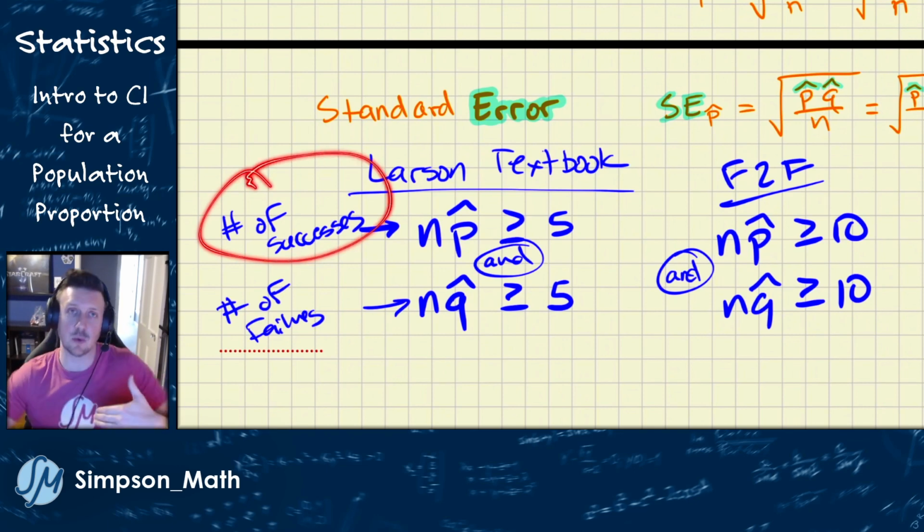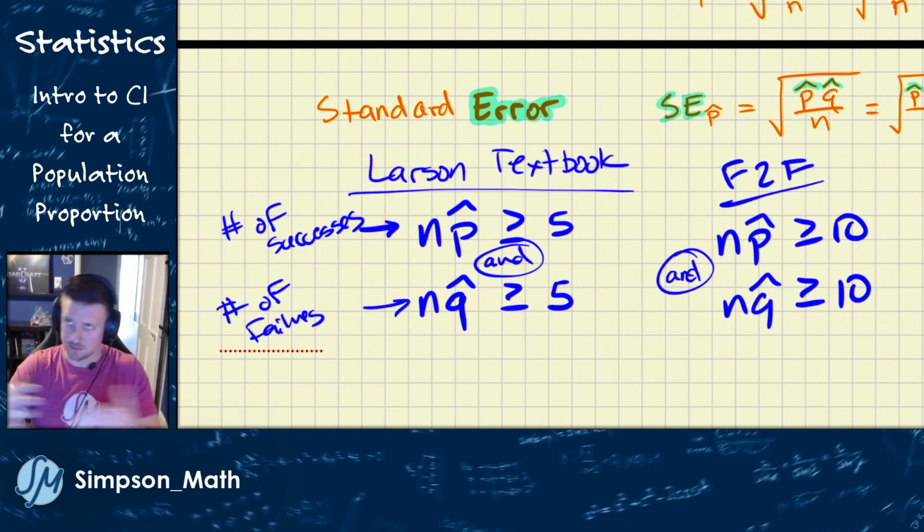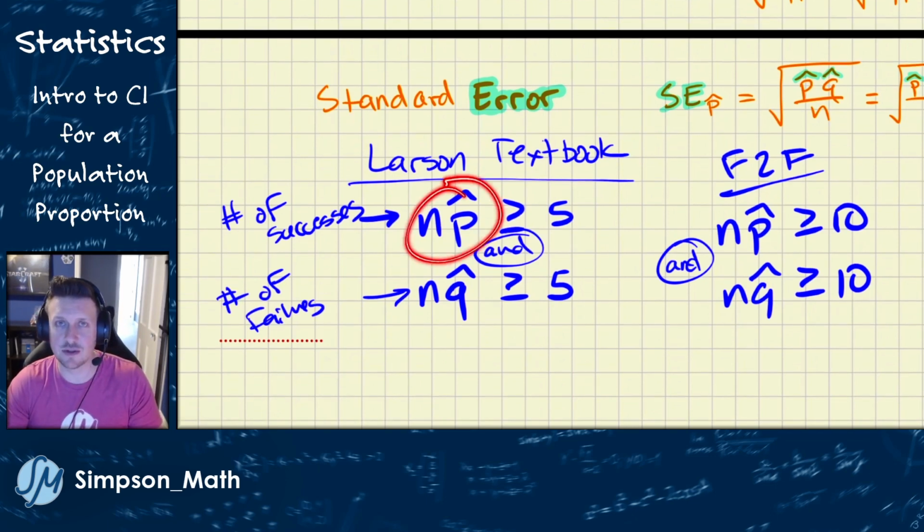What's nice about knowing that this is the number of successes is that sometimes these problems will say, oh, a sample of 1,000 people took the survey and 600 of them said yes. Well, the 600 people who said yes would be basically x, or np hat.